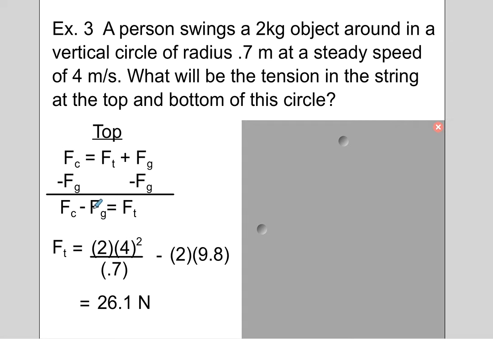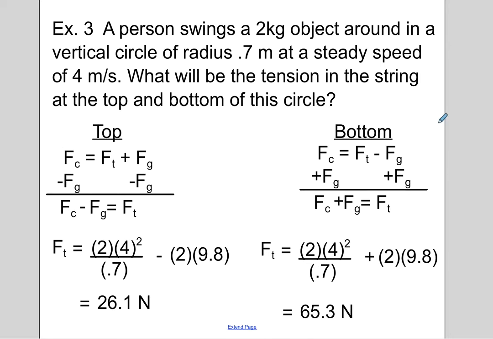This is simply that formula from the previous page. I'm moving things around because the thing I'm looking for right now is the tension force. So the tension force equals the centripetal force, mv squared over r, minus the gravity force, which is the weight of the object. We didn't get the weight, we got the mass, so 2 kilograms times 9.8 turns it into the weight of the object, which is the force of gravity. And then solve. 26.1 newtons is our tension.